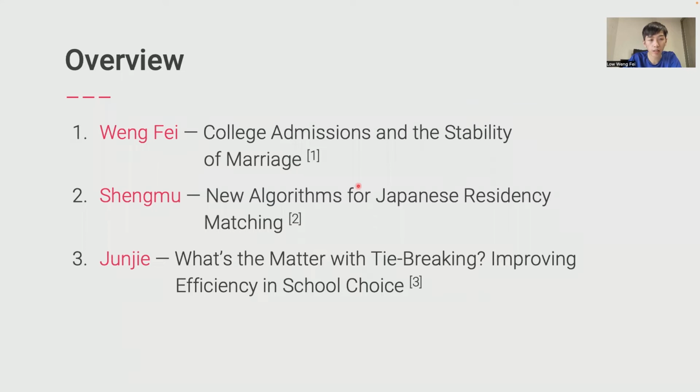Specifically, I'll be reviewing this paper on college admissions and stability of marriage by Gale and Shapley, which sets up the general framework for solving stable matching between two sets. Shengmu will then review this paper on new algorithms for Japanese residency matching, which more effectively solves the hospital residence problem with secondary quotas on a partition of the hospitals. Junjie will then review what's the matter with tie-breaking, improving efficiency in school choice, which improves the stable matching for students in the school choice problem with indifferences in the priority ranking of mainly the schools.